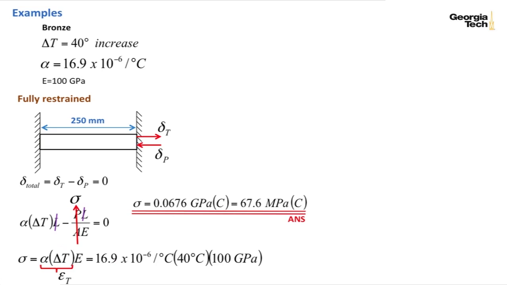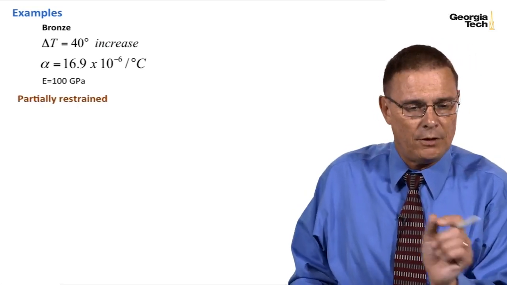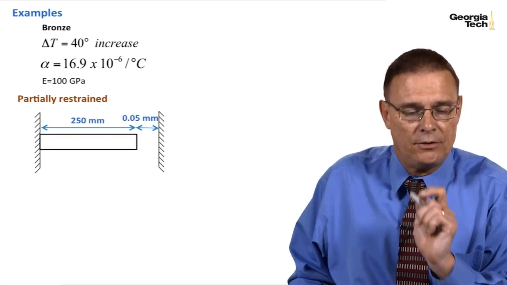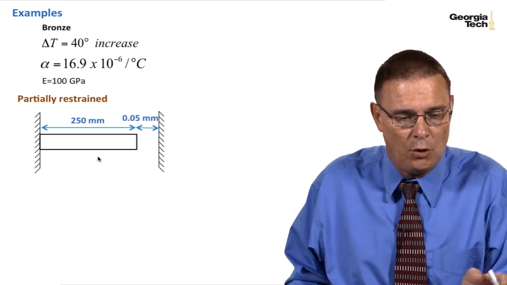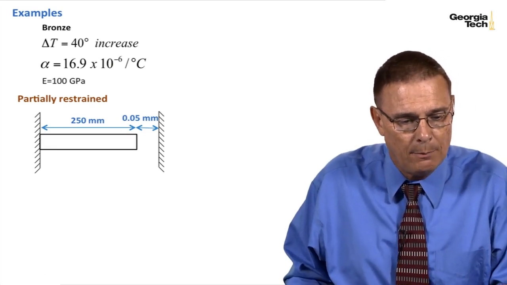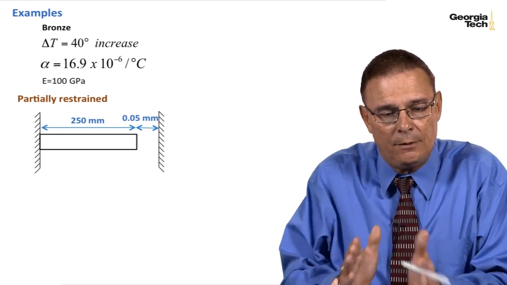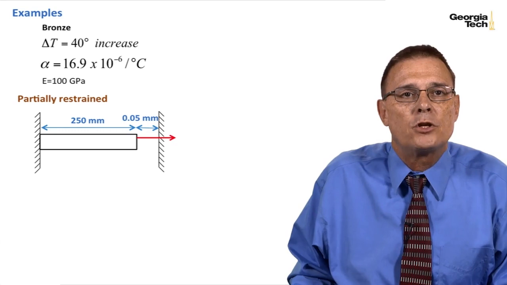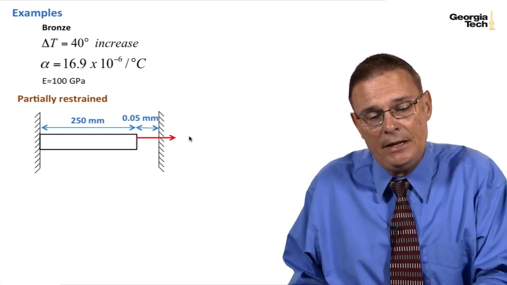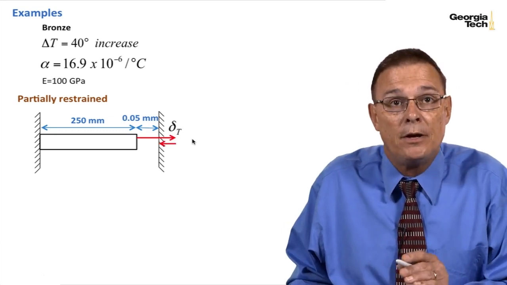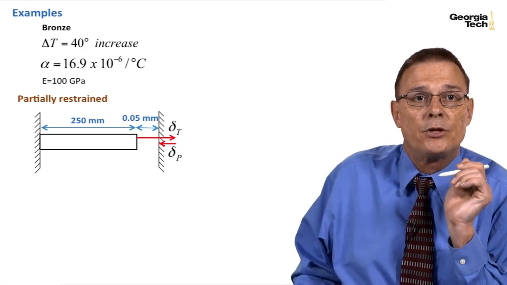Okay, let's look at a final example here. This time, let's look at a case where we have some partially restrained bar. And so the bar, and this is not to scale, obviously, it's shown so that you can see what's going on. The bar is 250 millimeters long. It can expand a little bit, 0.05 millimeters, until it hits a restraint. And so we know that if it was unrestrained, it would expand even more than that due to the temperature, but we're going to have a normal force that holds it back into place when it hits the restraint.